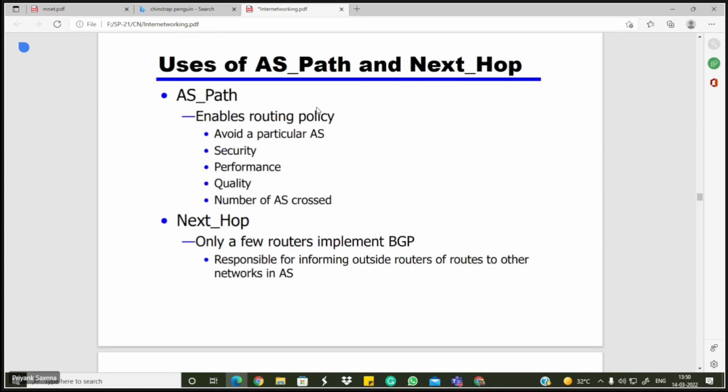So AS path enables routing policy, avoids a particular AS, security, performance, quality, number of AS crossed.